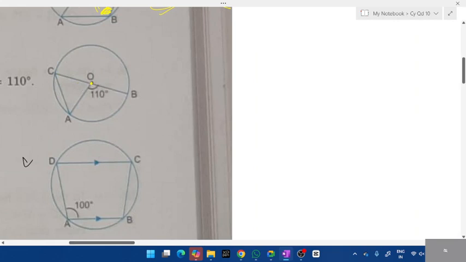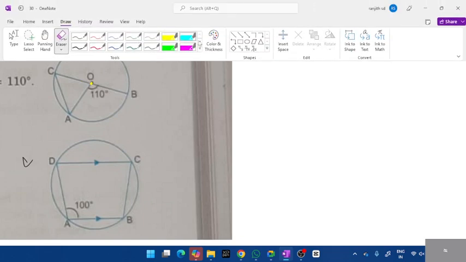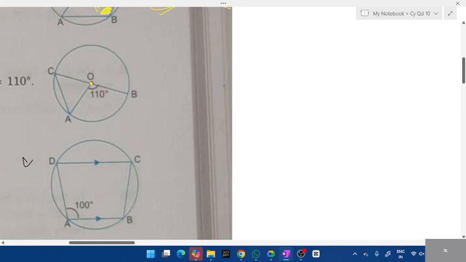If AOB is 110, what about AOC? 180 minus 110. What is 180 minus 110? Yes, students, did you understand this? 70 degrees? 70. I want you all to find angle A and angle C. Find the answer. Tell me. Give me the reason.